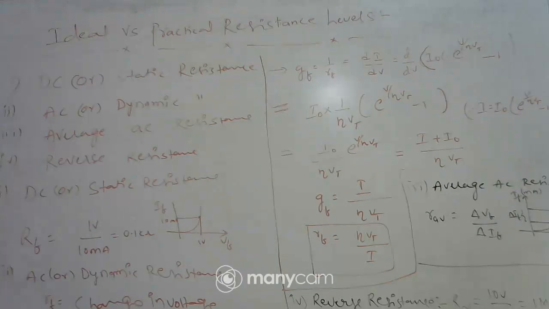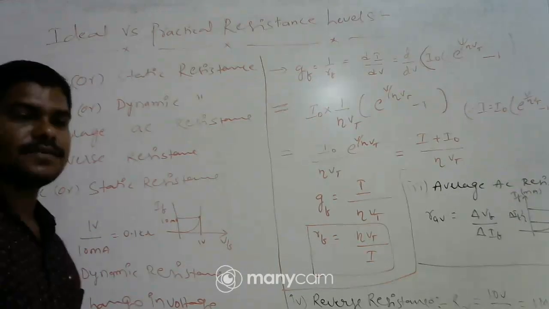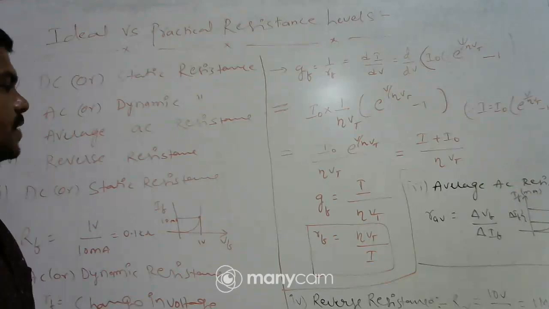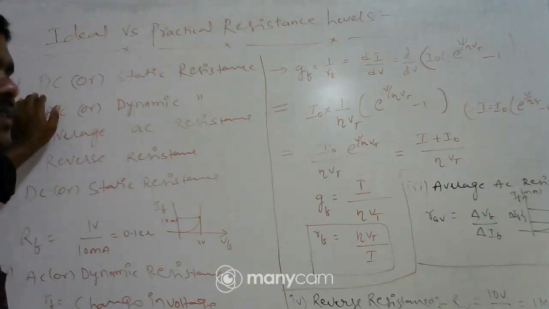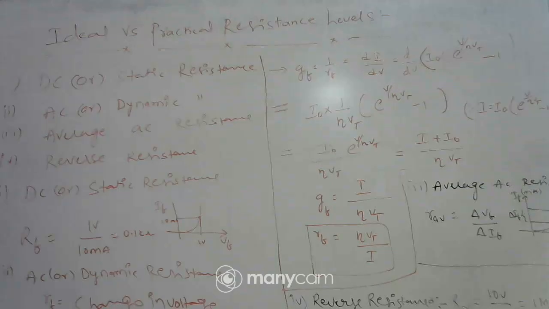See, there are four levels of resistance in a PN junction diode. One is DC resistance or static resistance. Second one is AC resistance. Third one is average AC resistance, and finally the fourth one is reverse resistance.